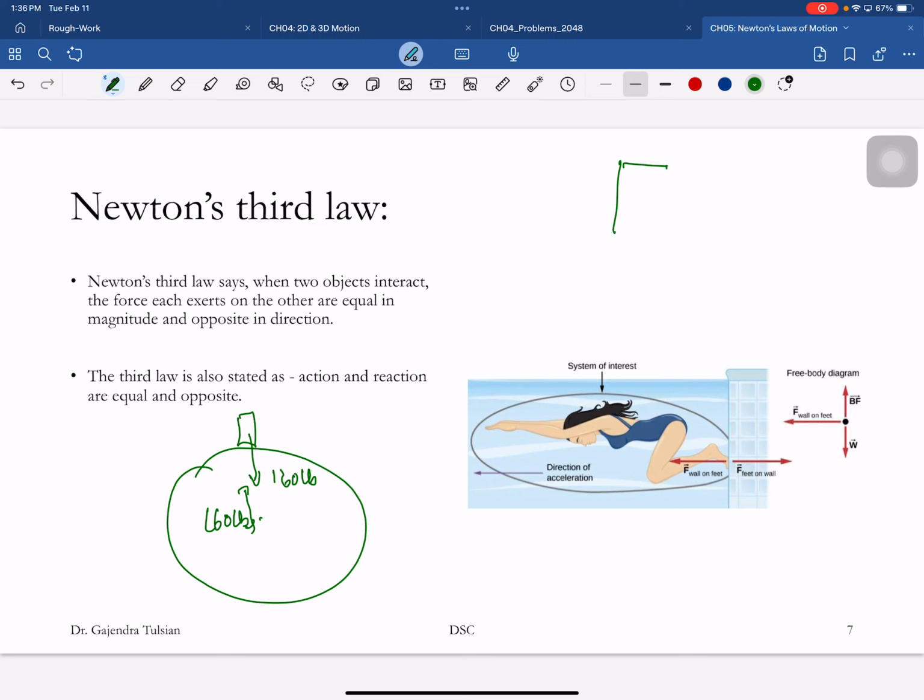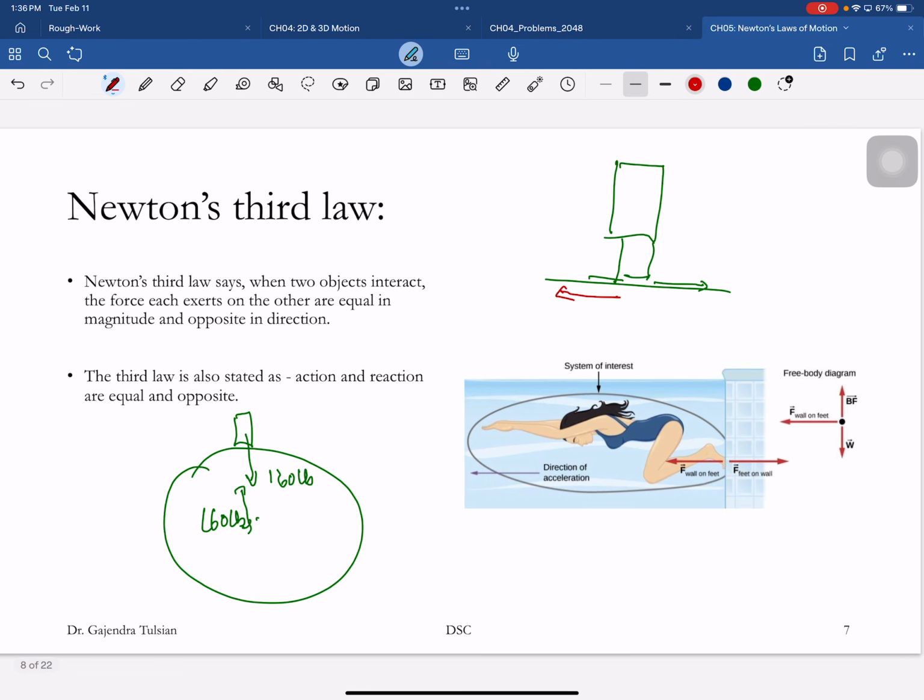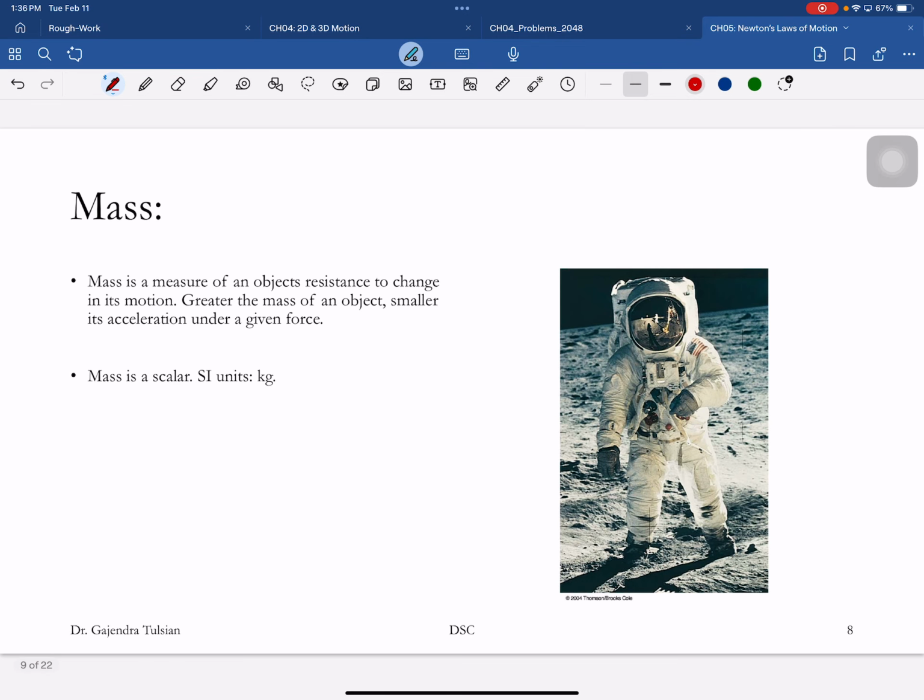This happens when you walk as well. What do you have to do to walk? You have to push back on Earth, and you hope your foot doesn't slip, and the Earth pushes you forward, and the Earth is what propels you. So that's Newton's third law. So you rely on it all the time.